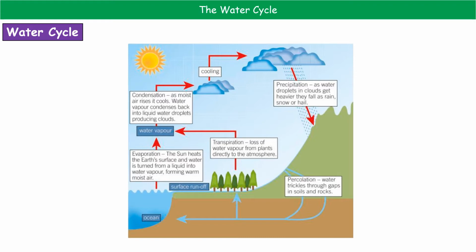If we start up in the top corner here, so we're going to start in the clouds up here, then what we've actually got as the first thing that's going to happen is the process of precipitation. Now, precipitation is basically rainfall or snow, some kind of moisture falling as droplets. So we have precipitation, which happens because the water droplets get heavier and then they fall to the ground. Once they hit the ground, then we will see some element of percolation, which is where water trickles through the gaps in soil and rocks, or it's actually going to be taken up by our plants.